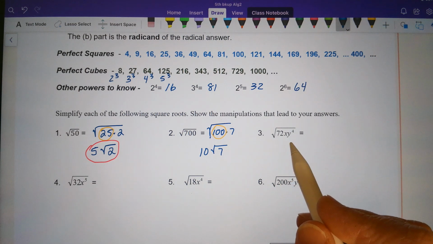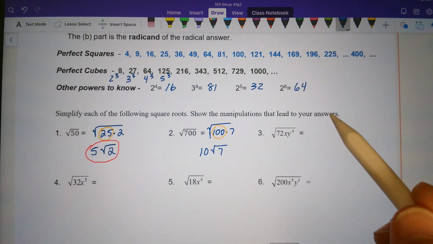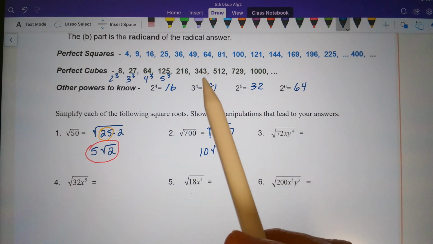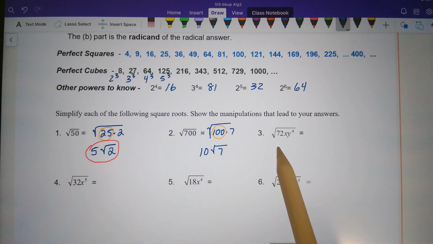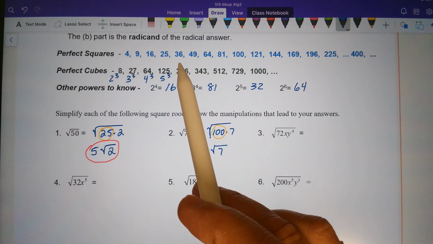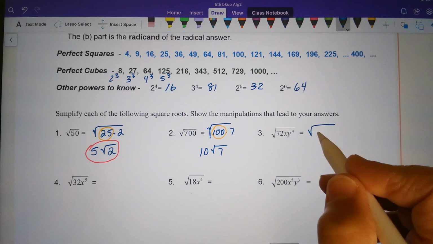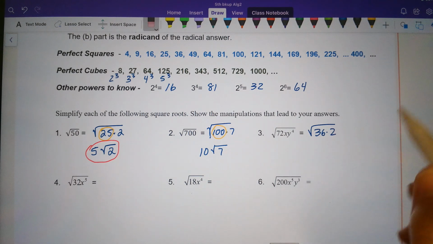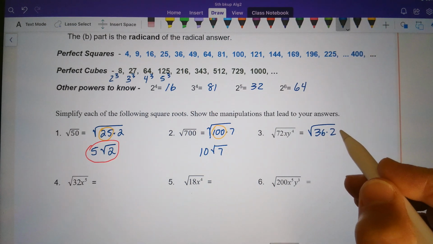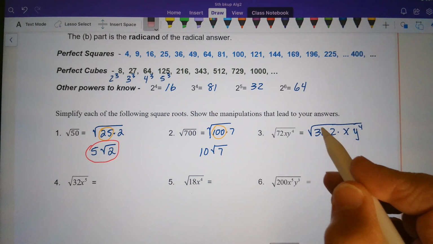Square root of 72, x, y to the 4th. Okay, now 72, you may be thinking 9 times 8 is 72, but there's a larger perfect square that goes into 72, and that's 36. 36 times 2 is 72. We cannot do anything with x, that just stays. And the y to the 4th. y to the 4th is a perfect square.